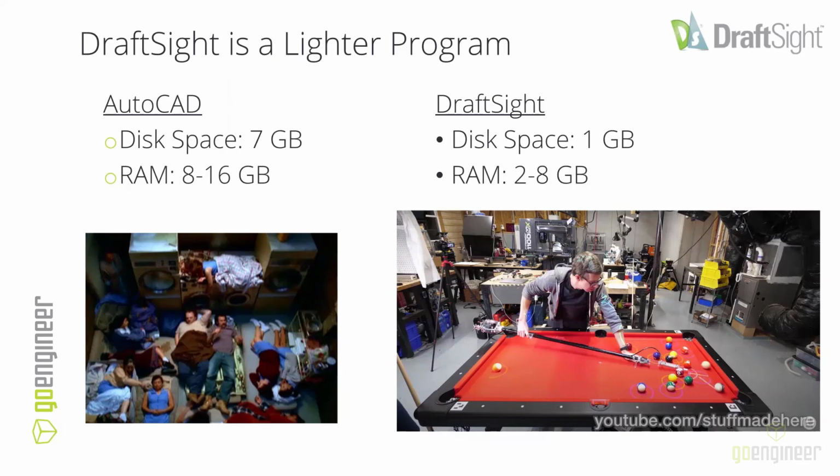DraftSight is a much lighter program. For all the years AutoCAD's been around, they haven't done much house cleaning. So disk space is much smaller, as you can see. AutoCAD versus DraftSight is a lot smaller, and the RAM it uses in operation is much smaller as well. So keep that in mind. DraftSight's been around for many years, over 10 for sure, probably 12 now, maybe 13. So it doesn't have all the baggage that AutoCAD has after all these years.